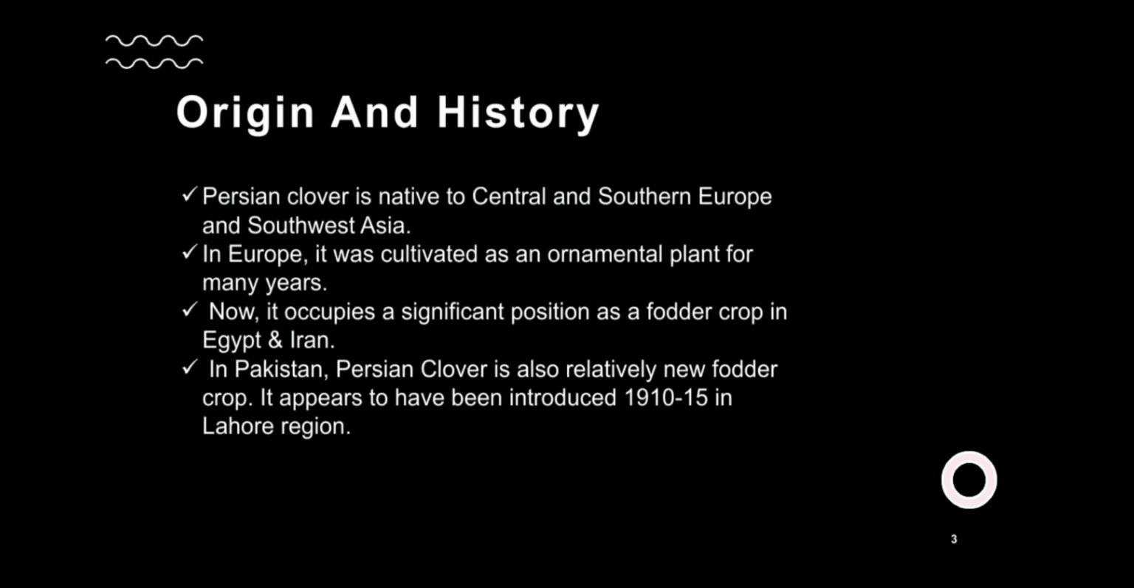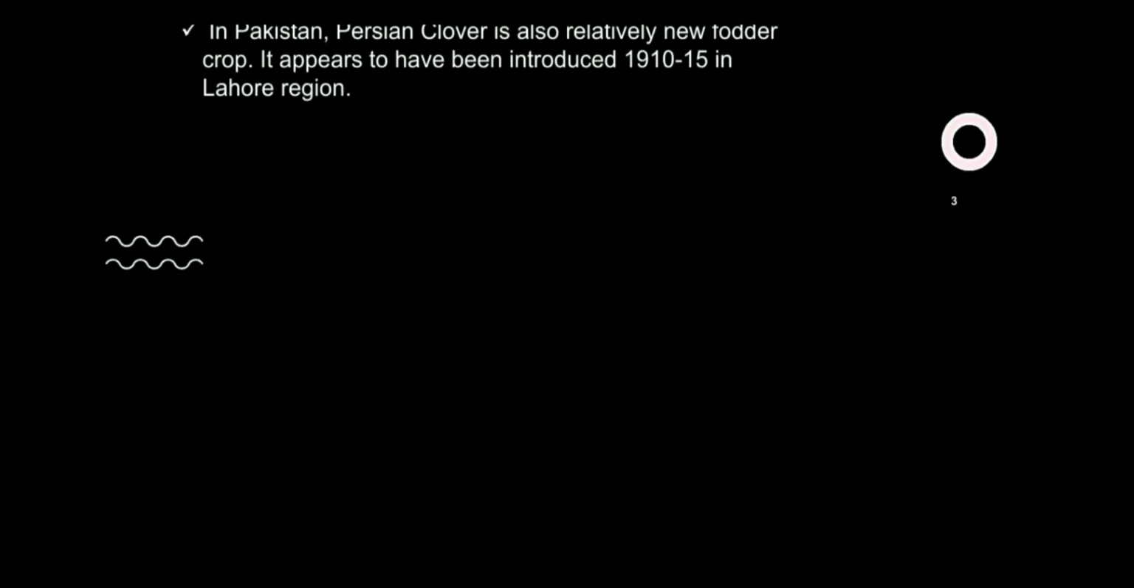Origin and history of clover. Persian clover is native to Central and Southern Europe and Southwest Asia. In Europe, it was cultivated as an ornamental plant for many years. Now it occupies a significant position as a fodder crop in Egypt and Iran, and in some areas of Pakistan and Afghanistan. In Pakistan, Persian clover is also a relatively new fodder crop. It appears to have been introduced in 1910 to 15 in the Lahore region, Pakistan.